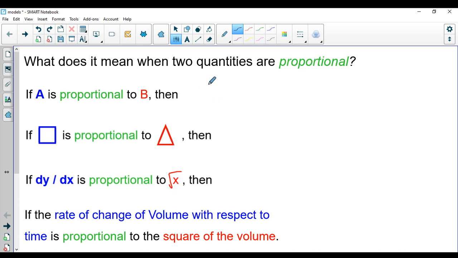All right, here we go. We're going to talk about modeling with differential equations. Before we get to that, I want to go over a basic, we call this like a translation principle.